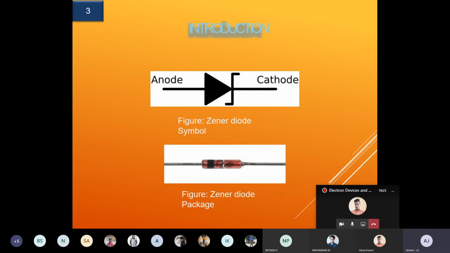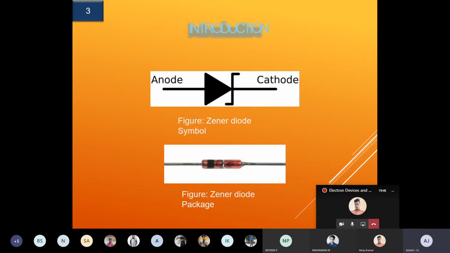In some other cases they will ask about the characteristics of a Zener diode. You have to explain the characteristics based upon the marks. If they ask the characteristics for 3 or 4 marks, you can draw the waveform and give just a small explanation. If they're asking 10 marks, you have to write about the forward and reverse bias conditions and the characteristics. Okay.